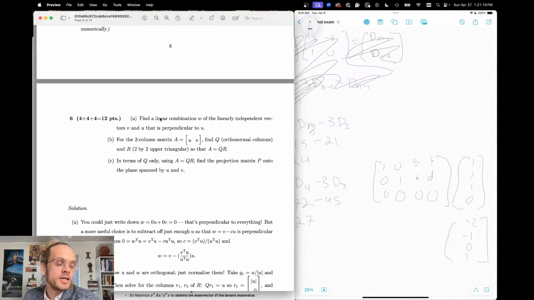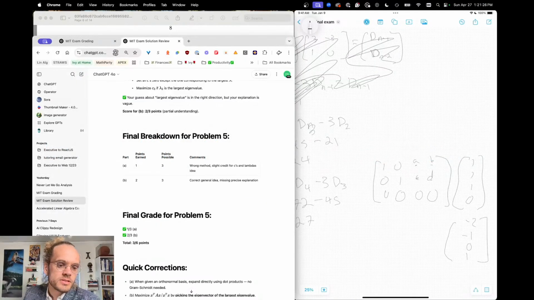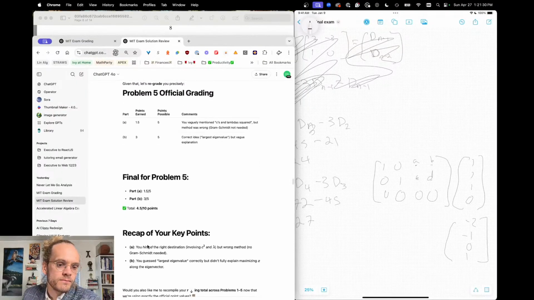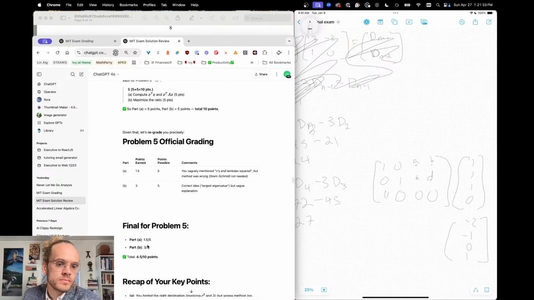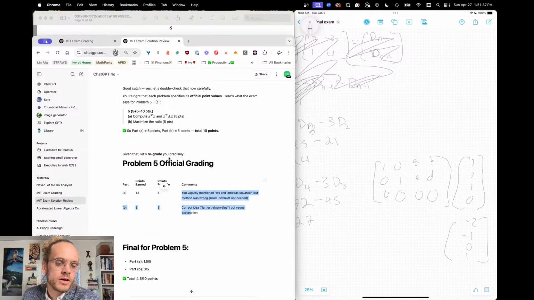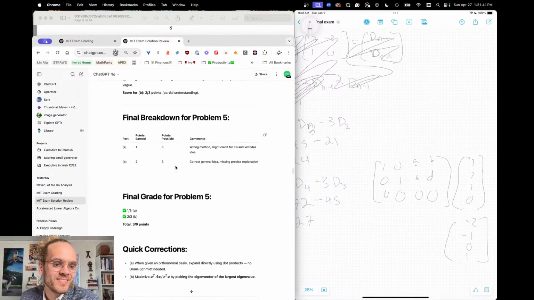Interesting. Number 6. Find a linear combination of the linearly independent vectors v and u that is perpendicular to u. Wow, really? I just have to write this? That's so annoying. I just wasn't given enough stuff on this one. Oh, that's harsh. Oh, regrading and I got worse. That's tough.